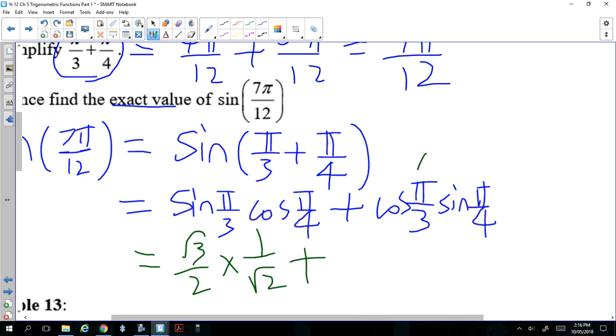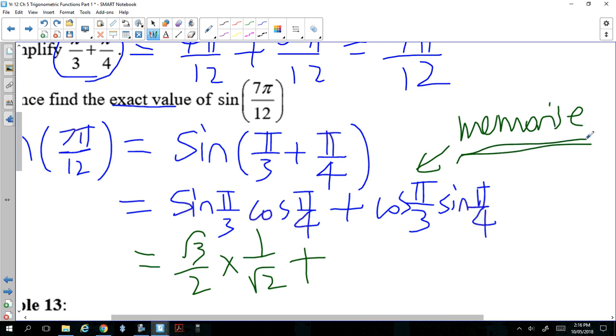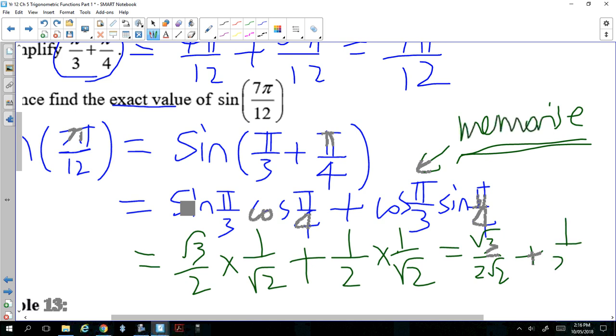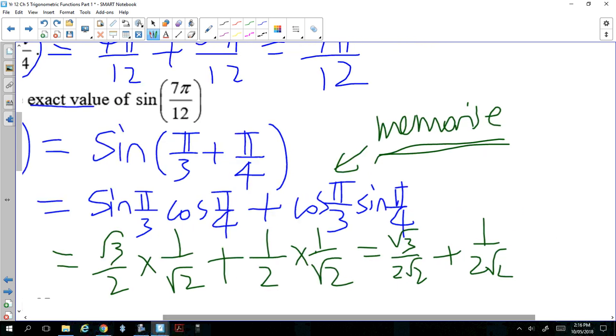Cos pi over 3 is half times 1 on root 2, like that. And you have to simplify. You get root 3 over 2 root 2 plus 1 over 2 root 2. And then your final answer will be root 3 plus 1 over, they have the same denominator. All done. So this is equal to, that's the exact value of sine 7 pi on 12.